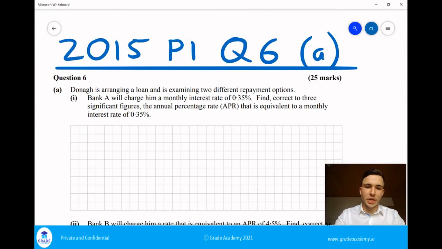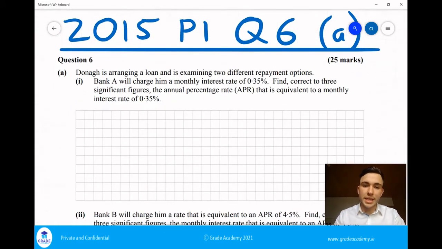So Donica is arranging a loan and is examining two different repayment options. Bank A will charge him a monthly interest rate of 0.35%. Find, correct to three significant figures, the annual percentage rate, so APR, that is equivalent to a monthly interest rate of 0.35%. Anything to do with the answer, I'm just going to highlight. So we have to change this monthly interest rate into a yearly interest rate, okay?